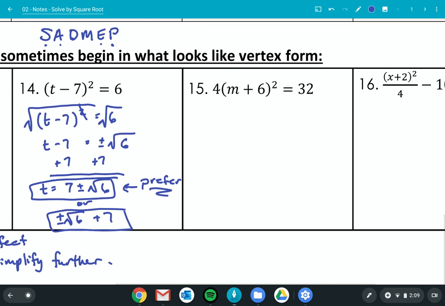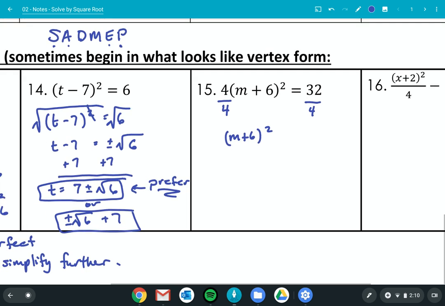Now, 2 more. So for number 15, same concept, except hopefully you recognize there's one small difference here. And that's there's a number outside of the parentheses. So what I want is to get this guy by itself because all of that's being squared. So what I need to do is isolate that and move anything that's not being squared, which is the 4. So I'm going to divide 4 from both sides. So what I'm going to get is m plus 6 squared is now equal to 32 over 4, which is 8.